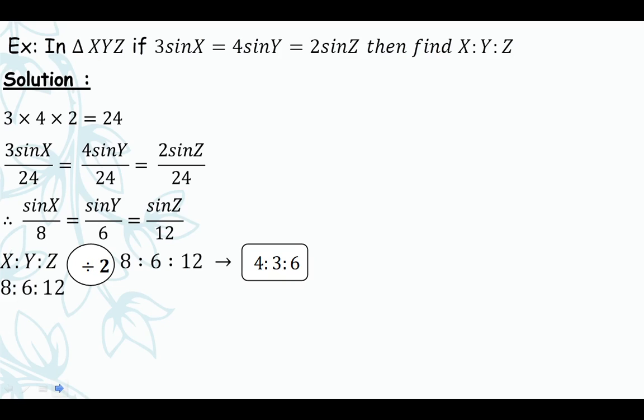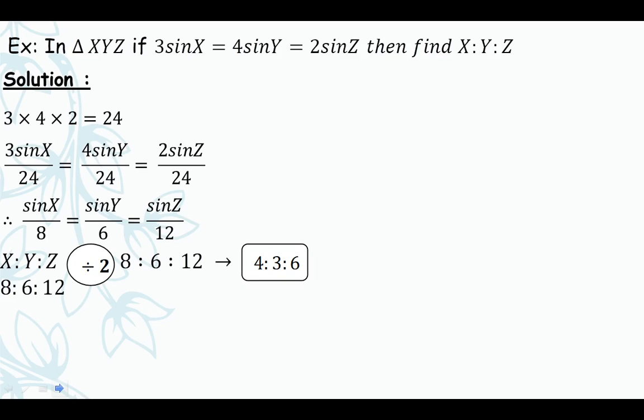Another example. In triangle XYZ, if 3 sine X equals 4 sine Y equals 2 sine Z, then find x to y to z, the ratio between the three sides x, y, and z. Solution. The given values are 3 sine X, 4 sine Y, and 2 sine Z. The LCM, the lowest common multiple of the three numbers 3, 4, and 2, equals 12.